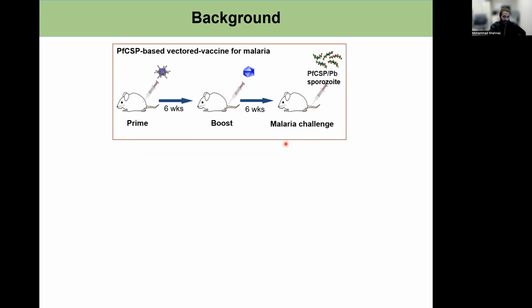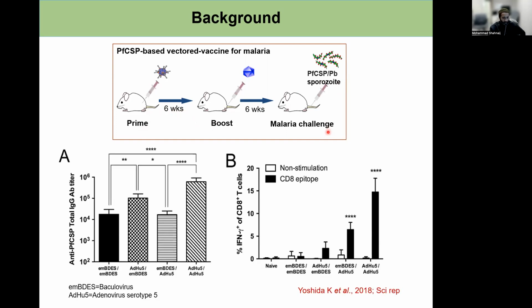So this is the quick background: in our lab, we use the most common prime and boost strategy. In the priming stage, when we infect some animal or human with an antigen, there is an initial small response, but a lot of the immune response is primed. In the next stage, after a sufficient delay, we boost with the same antigen, and we found a large immune response. Then we use the malaria challenge with the sporozoite, and we check the protective efficacy.